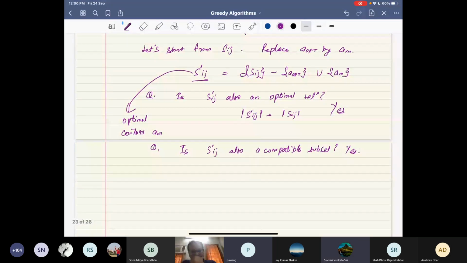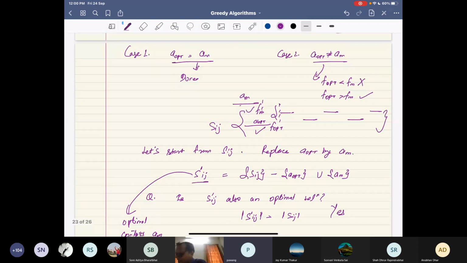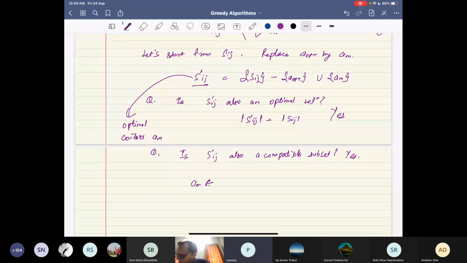Sir, is it not required to put a condition that Am starts after Ai finishes? No, because I have already defined Am to be that. Am should be following that. Am is part of Tij. Am belongs to Sij, and what it implies is that Am belongs to Tij. And by definition, all the activities in Tij start after Ai finishes and finish before Aj starts.